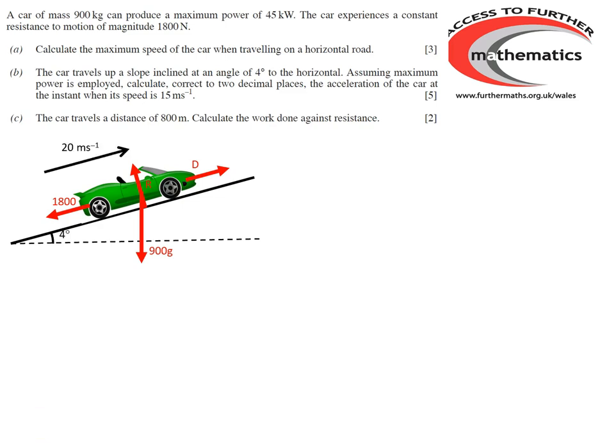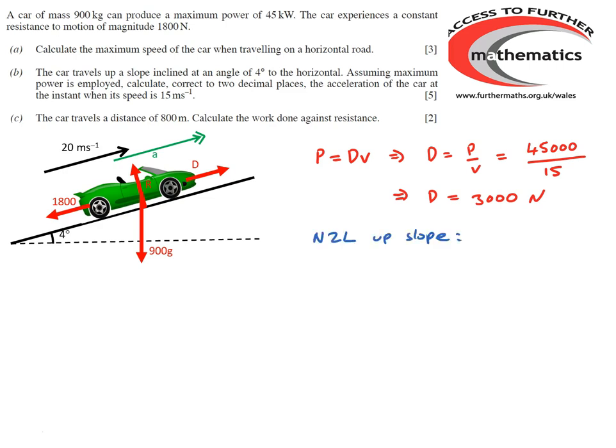Acceleration is what we are trying to find, and we know the speed of the car at the moment. So, first of all, we know that P must equal D times v. So we've got 45,000 divided by 15, which is P divided by v, which is D. So the driving force must be 3,000 newtons. So we can now apply Newton's second law up the slope, since the acceleration is up the slope.